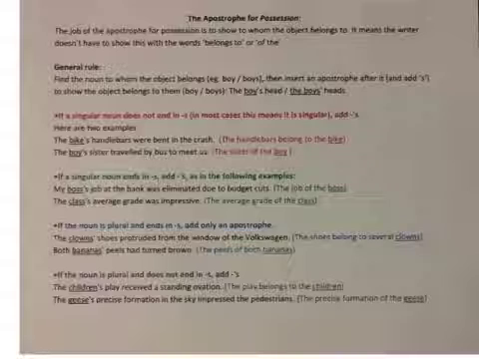Next one: if a singular noun ends in s, add apostrophe s again. So, for example, my boss's job at the bank was eliminated due to budget costs. So it's the job of the boss, one boss, that ends in s. I've underlined boss, and the apostrophe goes after it, and then you add s. My boss's job. The class's average grade was impressive. So this is the average grade of the class, one class, that ends in s. I've underlined that. After that goes the apostrophe: class, apostrophe, s.